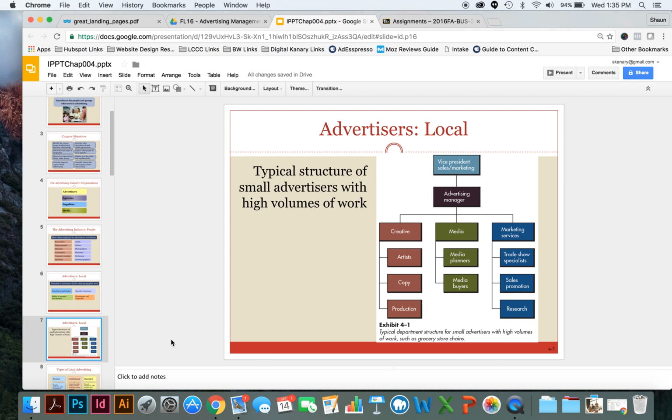Typical structure of small advertisers with high volumes of work. This is a typical ad agency. Advertisers with high volumes of work have a creative department, a media planning department, and a marketing services department, all underneath a manager or an advertising manager.